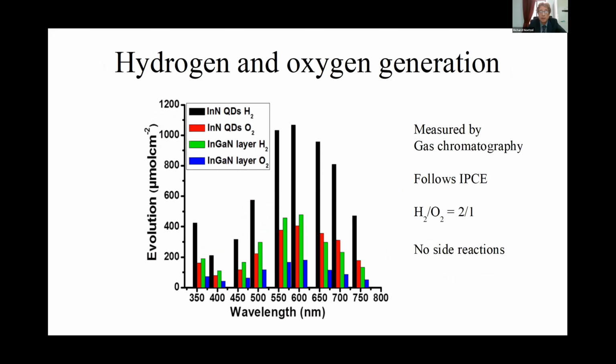The direct measurement of the hydrogen and oxygen generation is shown here. It is measured by gas chromatography. And again, we see that the hydrogen generation as a function of excitation wavelengths follows the incident photon to current efficiency. So again, we cover the peak of the solar spectrum. The ratio of hydrogen to oxygen gas evolution is 2:1. That shows us we have overall water splitting without side reactions. So the only reaction is the reduction and oxidation of water with the generation of hydrogen and oxygen.